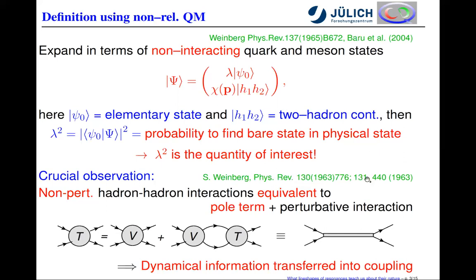What Weinberg showed in these two papers is that a non-perturbative hadron-hadron interaction that produces a pole is actually equivalent to a pole term plus perturbative interactions. Therefore, no matter how complicated the potential is, as long as we stay close to the pole, one can equally model it by a pure pole term. All dynamical information is then transferred into the couplings. Therefore, that we describe a state by a pure pole term does not mean it cannot be a molecular state, simply because of this famous equivalence. But it just means that if it is a molecular state, the couplings, for instance, take certain values, and these certain values of the couplings get transferred to scattering length and effective range, as we will see.